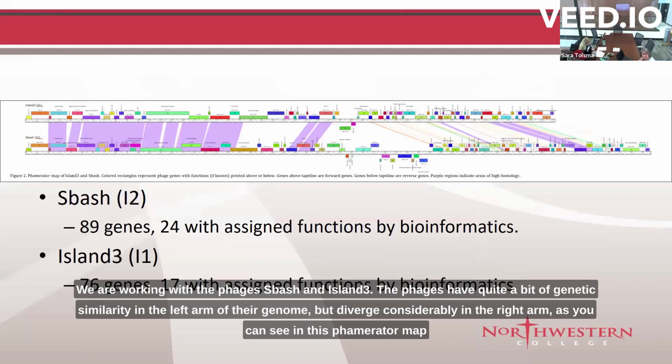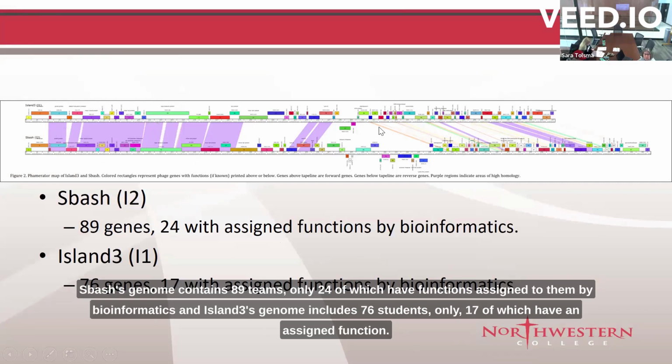The phages have quite a bit of genetic similarity in the left arm of their genomes, but diverge considerably in the right arm, as you can see in this Phamerator map. S-'s genome contains 89 genes, only 24 of which have functions assigned to them by bioinformatics. Island 3's genome includes 76 genes, only 17 of which have assigned functions.